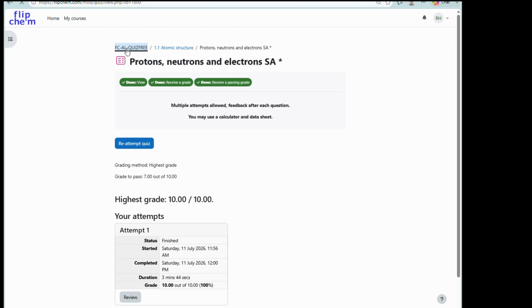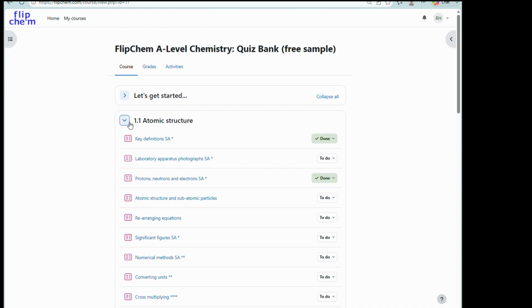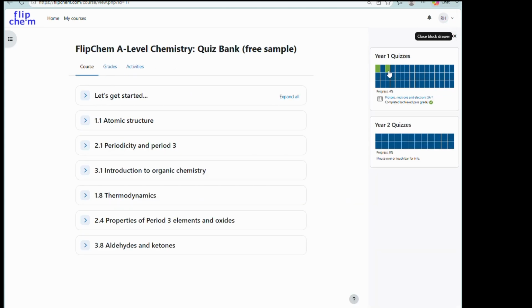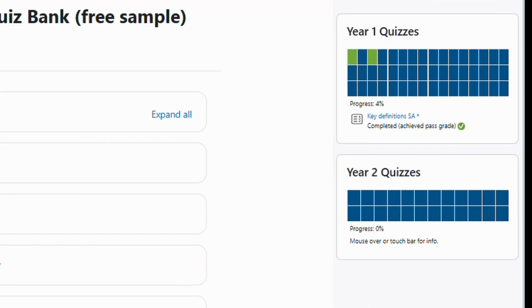Click on the link at the top, FC-AL-Quiz 3, to get back to the main page. You can see that the protons, neutrons and electrons quiz that we have just completed has a green tick next to it with the word done. Open the drawer on the top right to check your progress through all the quizzes in the course. Green blocks indicate quizzes that have been completed successfully. The blocks also act as shortcuts so that you can go directly to the quizzes that you need to complete.